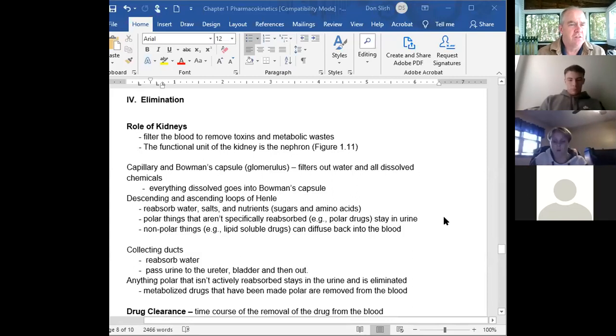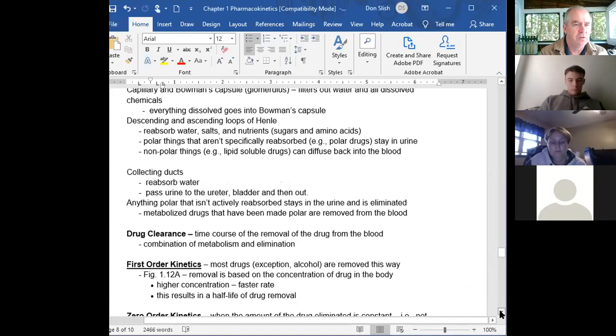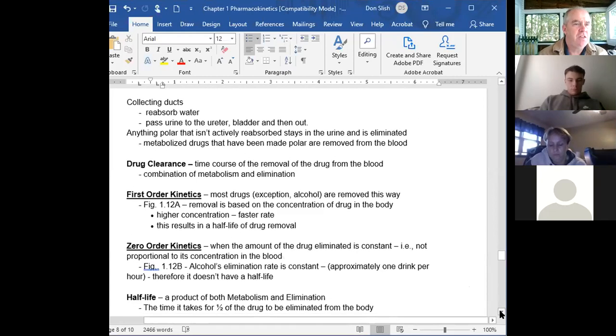Role of the kidneys. Capillary, Bowman's capsule, descending loop, reabsorbing water, salts, and nutrients. Polar things get reabsorbed. Non-polar things, collecting duct. Anything polar that isn't actively reabsorbed stays in the urine, is eliminated. Metabolized drugs that have been made polar are removed from the blood.